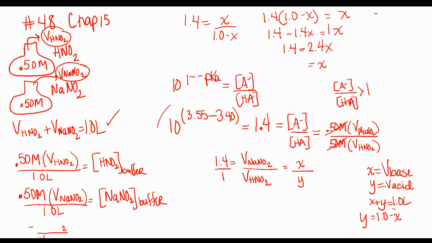We get to see how close I was. I was guessing 600 milliliters or 0.6 liters. And it was 0.583, or 0.58 liters. That's 580 milliliters. And then the other one would be 1 minus that, which is 0.42. So the volume of base that you needed here was 0.58 liters. And then the other one was 1 minus that, 0.42 liters. And then if you want to double check yourself, you'd plug in to make sure that the ratio of this one to this one is 1.4, which it is.